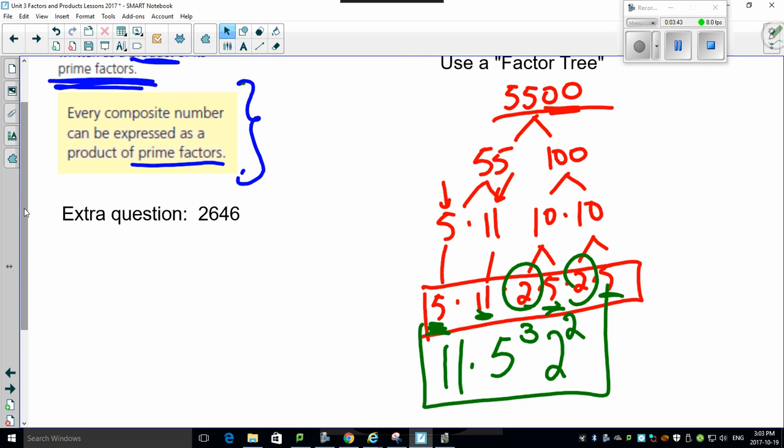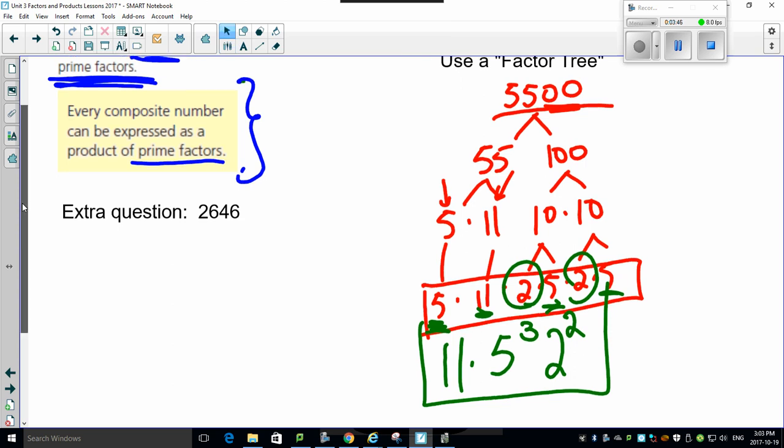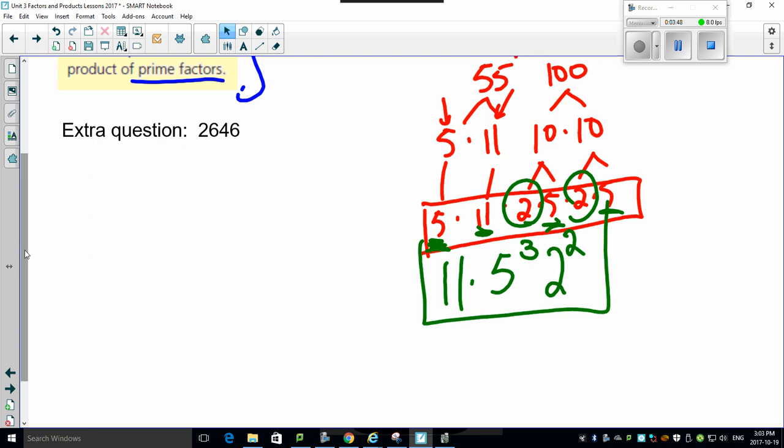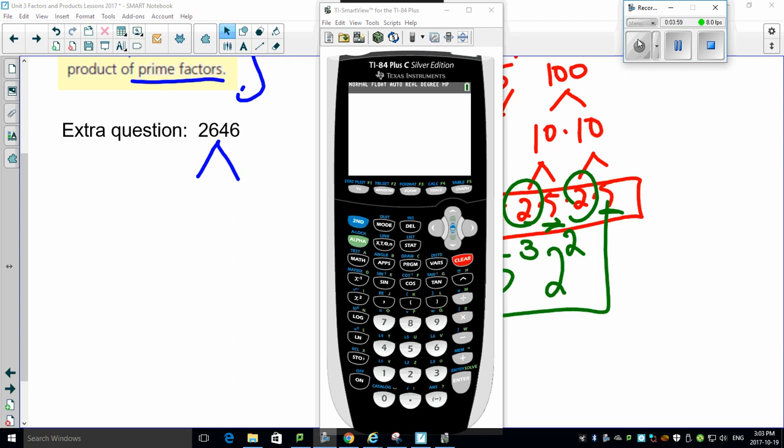Okay, now I've got another question for you. Here's the question here on the left: 2646. A really easy question to do, isn't it? You know right away, as I was saying earlier, do not use just 2s. But wait a second. You may just have to use 2s, because look what happens. If I take 2646 and divide that by 2, I get an odd number. Uh-oh.